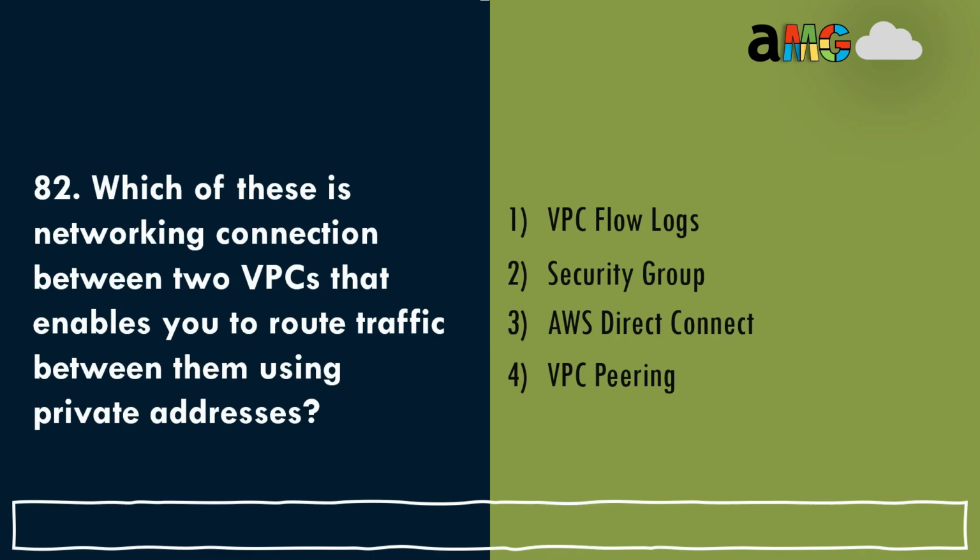Question 82. Which of these is networking connection between two VPCs that enables you to route traffic between them using private addresses? Please observe the options and choose the correct one. Your time starts now.